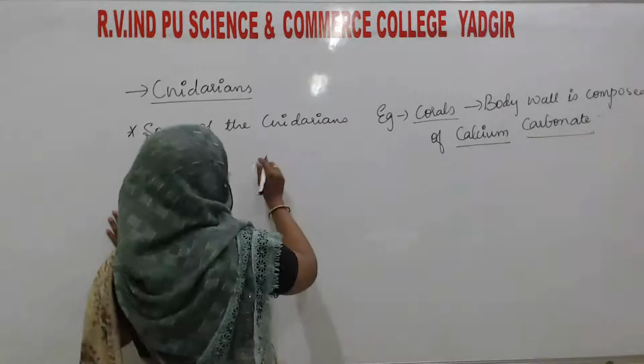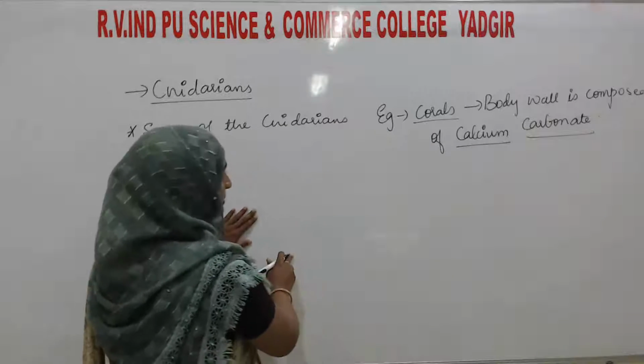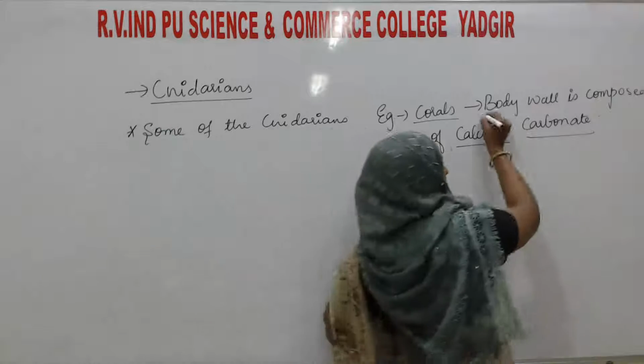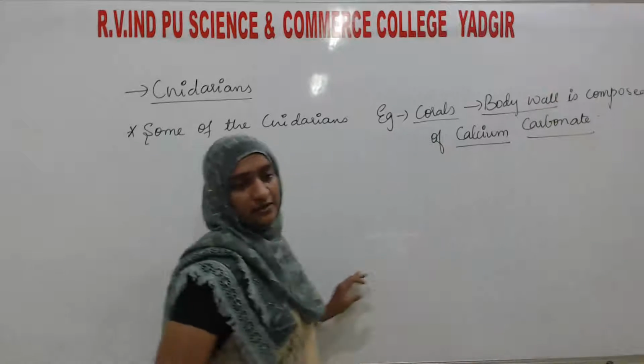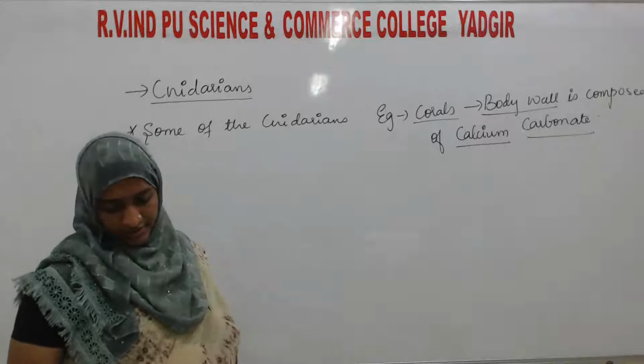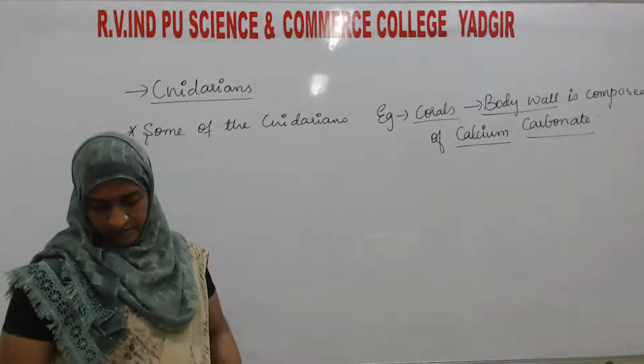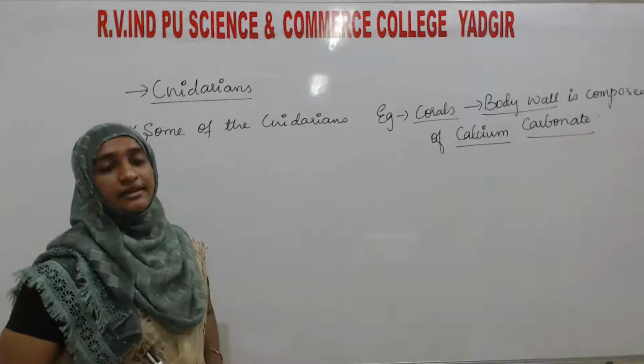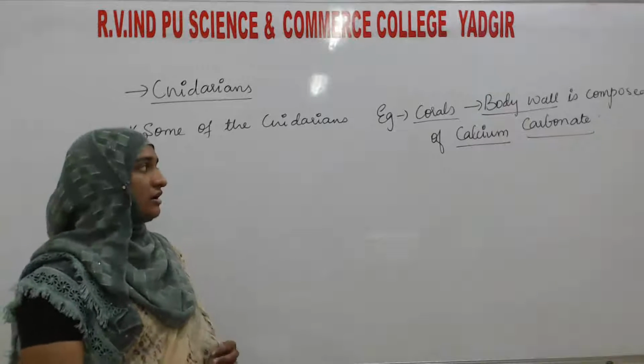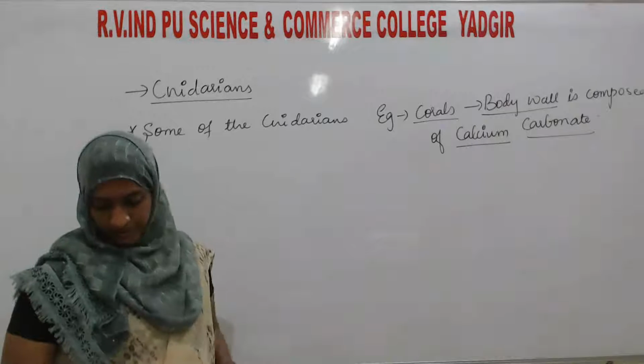Their body wall, in some of the cnidarians, is composed of what? That is calcium carbonate. The next thing is the skeleton. Their skeleton is composed of what? Of calcium carbonate.